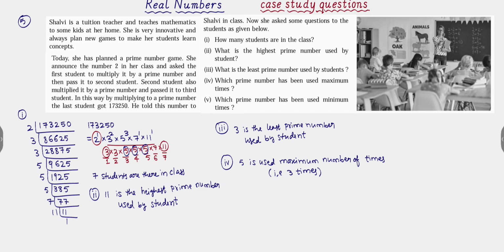Next, which prime number has been used the minimum number of times? There are 7 and 11. Both are used the minimum number of times. So 7 and 11 are used the minimum number of times.